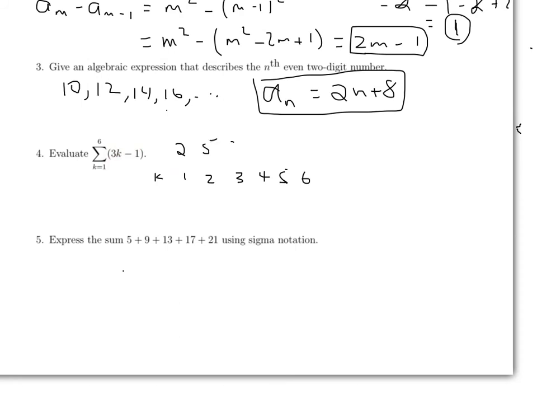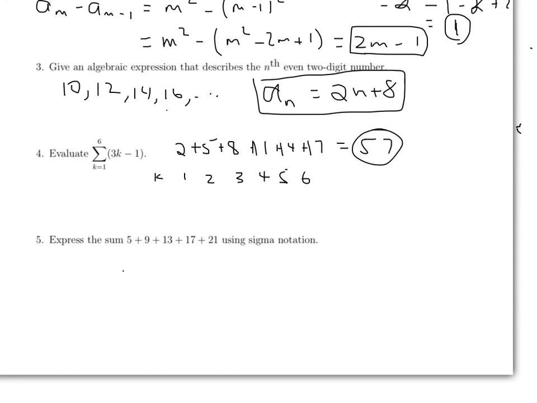Put 3 in, you get 8. 4 in, you get 11. Put 5 in, you get 3 times 5 minus 1 is 14. And you put 6 in, you get 17. So if I put these values of k, one at a time, into this formula, I get these values. And then the sigma here, the sigma stands for sum. So I add these numbers together. And I believe that ends up being 57, if you add them right.